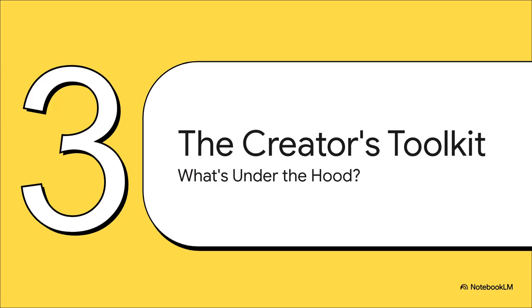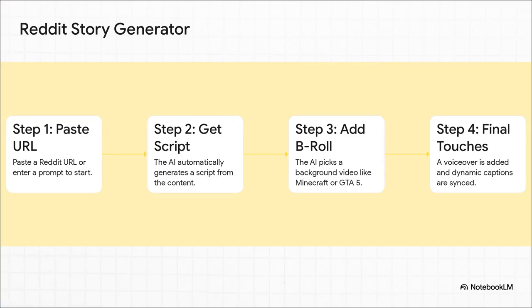Okay, so how does Crayo AI actually pull this off? Let's pop the hood and take a look at what's in the creator's toolkit that lets people generate videos so quickly. This right here, this is their crown jewel, and it is disturbingly efficient. You literally just paste a link to a Reddit thread. The AI does the rest. It writes a script from the post, it grabs a background video, adds a voiceover, and perfectly syncs those viral-style captions. The effort required to create something is almost zero.